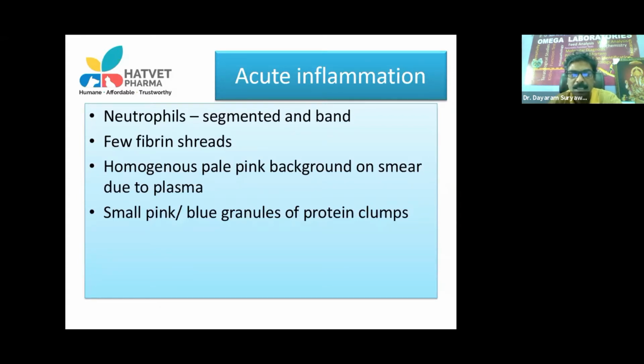Now what are these? These are nothing but the plasma proteins that get coagulated during the staining procedure or whenever they get exposed. As we know, whenever inflammatory exudate is there, when it is exposed to air, it gets coagulated. The same thing happens here when we have collected some inflammatory material, the cytological biopsies from the organs. If we are getting neutrophils with segmented and band cells, a few fibrin shades, then a homogeneous pale pink background on the smear, that is because of the plasma, and some pale pink or blue granules can be present because of the inflammatory exudate.